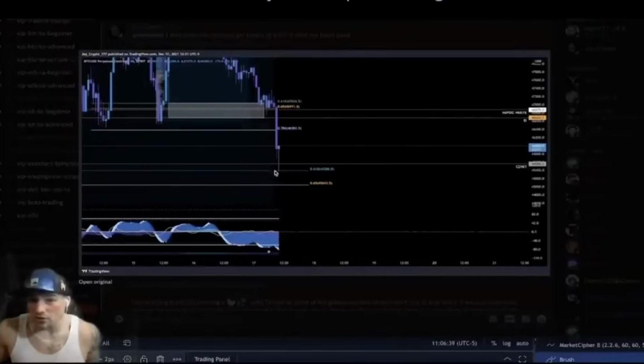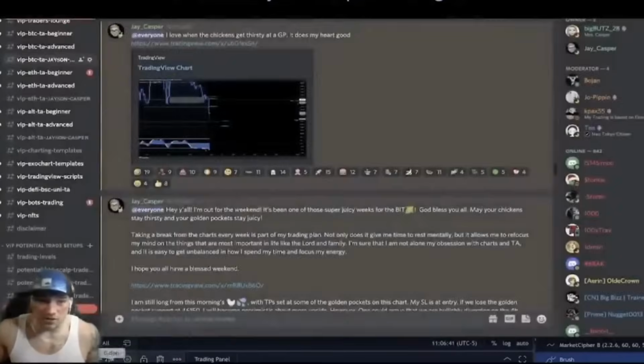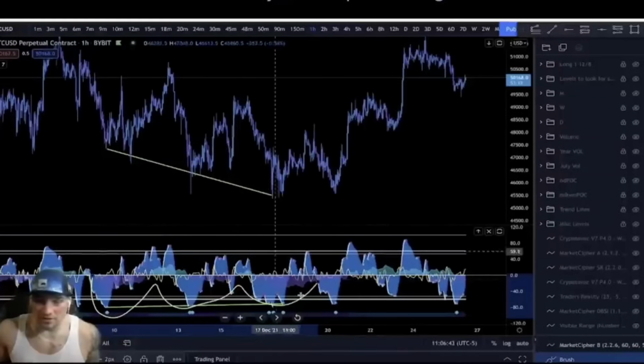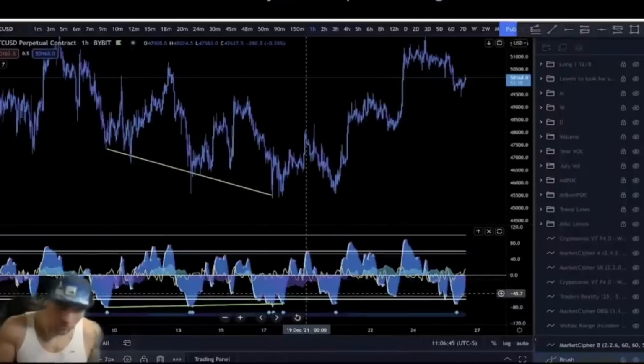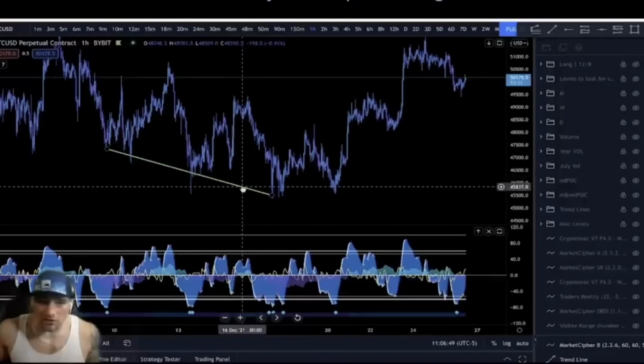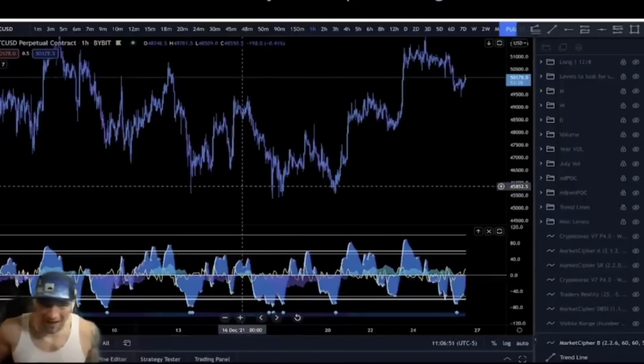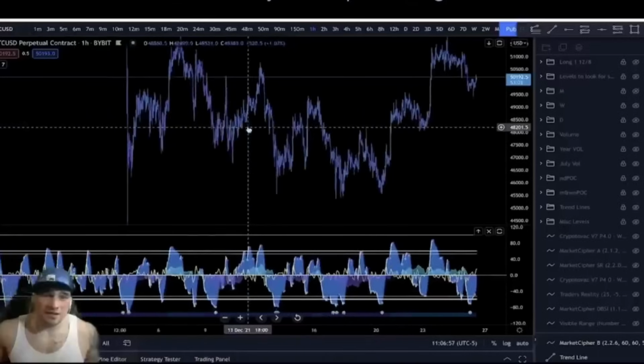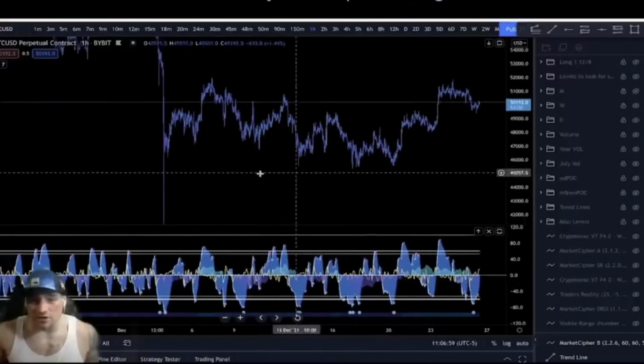But even if you didn't know this was a golden pocket, you still could have gotten that move just based on the 1 hour divergences. Now, I want to talk about the 12-minute variation of this, because the 12-minute variation is also very powerful. If you want to catch the exact bottom or the exact top, looking at the 12-minute time frame and down is a very powerful variation of this strategy.